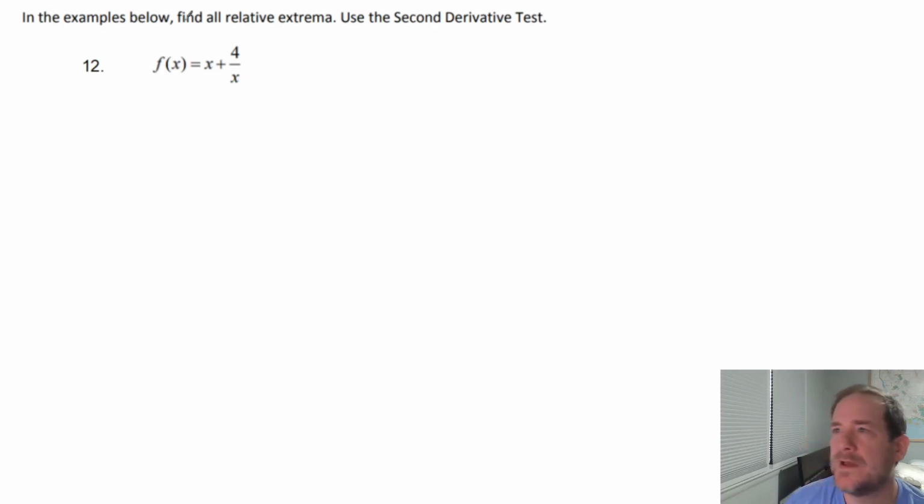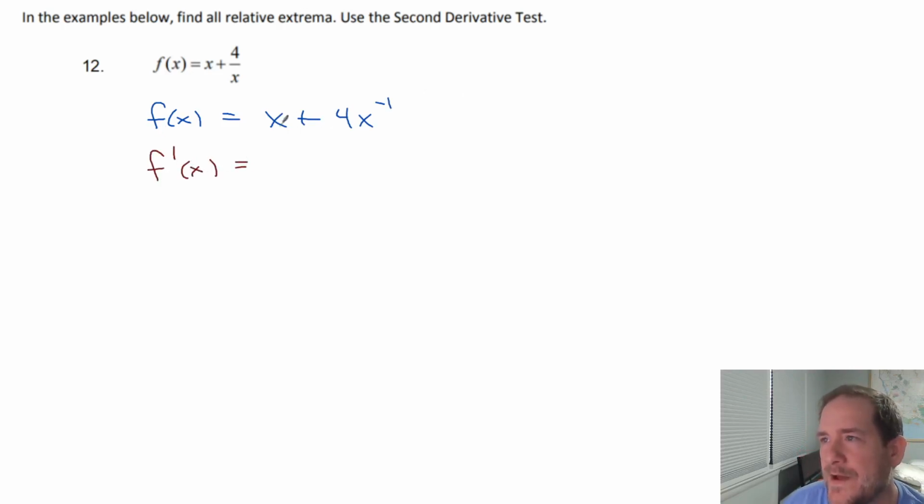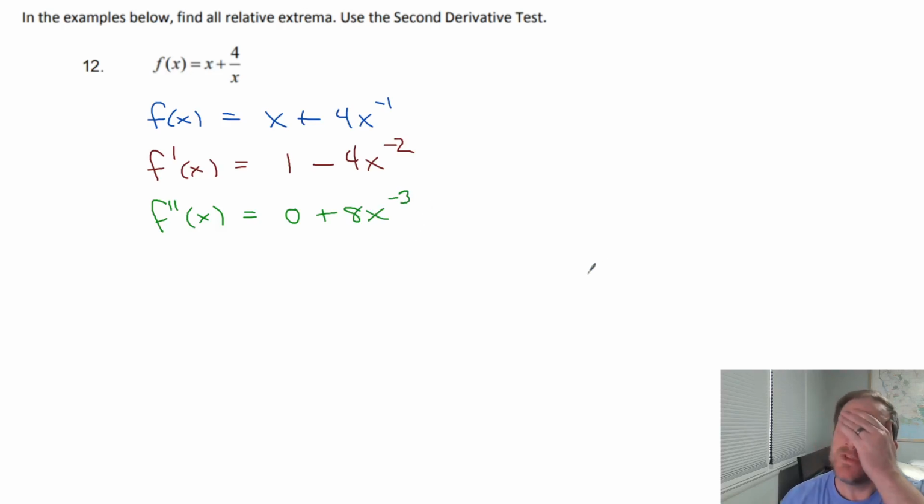Let's keep going. For this problem, we've got f of x. I would rewrite it before I differentiated it. It's going to be x plus just 4 times x to the negative 1. And then I can just do power rule on this to differentiate. So my first derivative is going to be 1 minus 4x to the negative 2. Then if I differentiate that, I can get to my second derivative, which will be 0 plus 8x to the negative 3. I think that's it, right? So that should be easy enough, I hope.